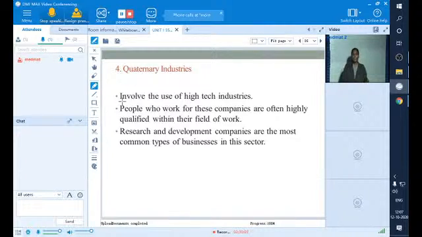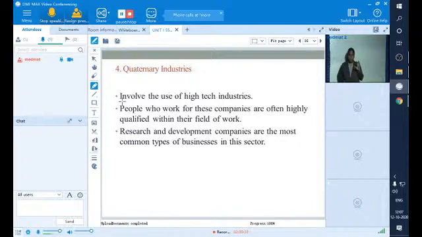And the fourth one is quaternary industry. Here they are involved in the use of high-tech industries, and the people who work for these companies are often highly qualified in their field of work. They need to be highly qualified, and research and development companies are the most common types of business in this sector. So this is the fourth sector, that is quaternary industry. Research and development companies come under the quaternary industry.